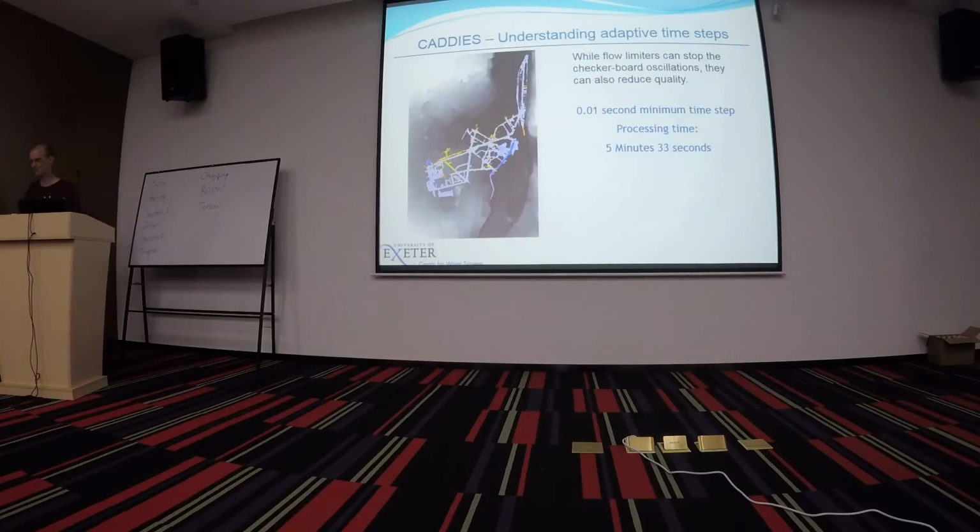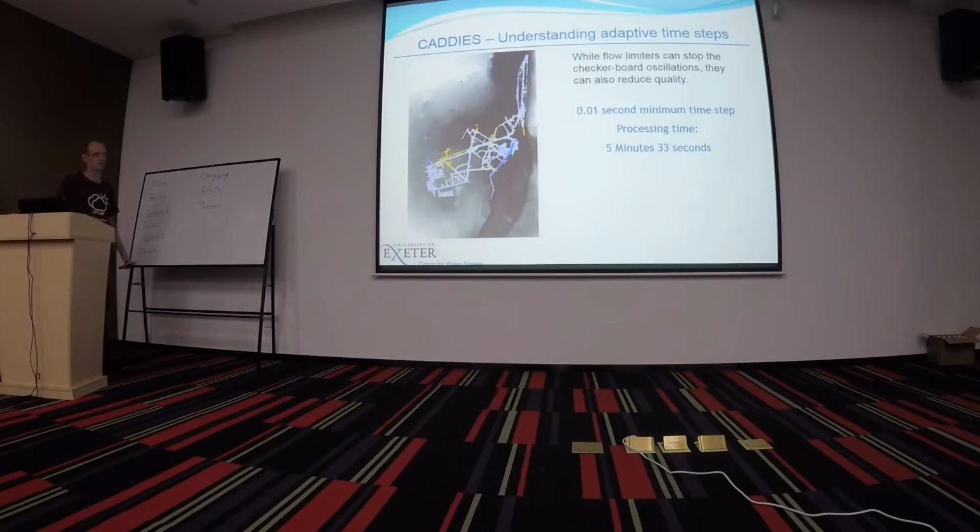To demonstrate that, we've got a simulation of a pipe burst on here in yellow from InfoWorks, which is probably the industry standard for simulating models. It uses a triangular regular mesh. We'll try and get as similar as we can. And in blue, you can see our CADDIES model. So it is slightly different, but it's reasonably similar at this point. On this setting, we've used a minimum time step of 0.01 seconds. And that means that it's taken us 5 minutes, 33 seconds to process this.